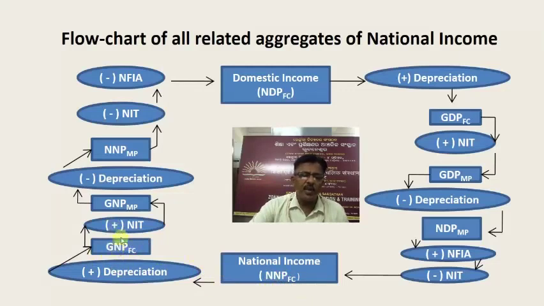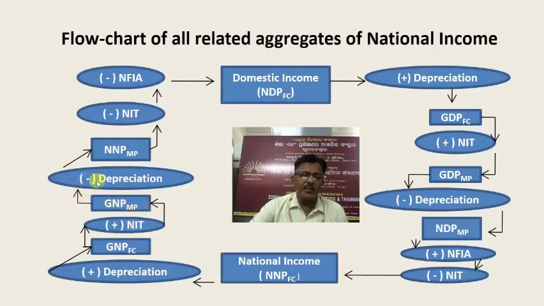Then from GNP at factor cost, if you add NIT, net indirect tax, what will you get? From factor cost to market price, NIT will be added. Other things are the same, GNP, but factor cost plus NIT is market price.